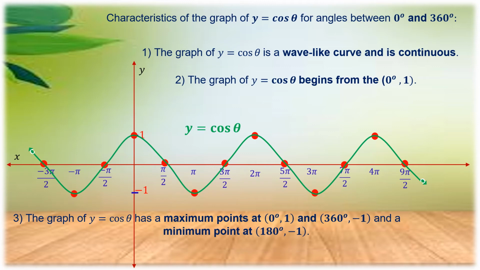So remember that the maximum point is the highest point and the minimum point is the lowest point. Now the fourth one, the value of cosine theta is 0 when theta is equal to 90 degrees and 270 degrees.